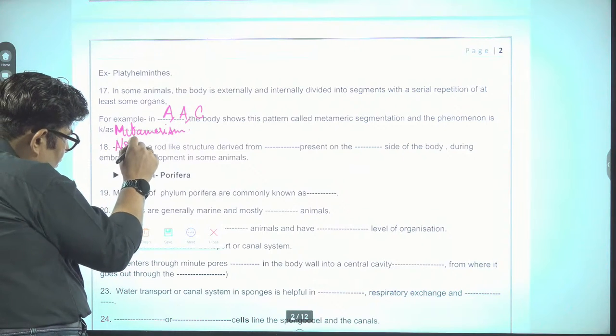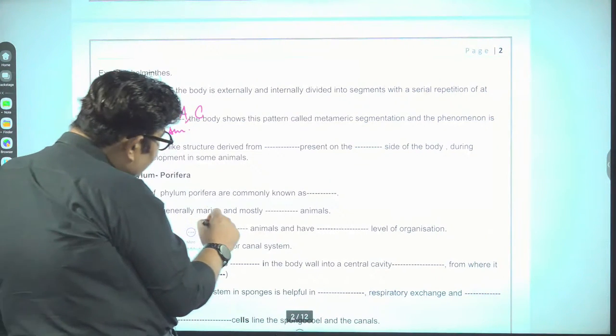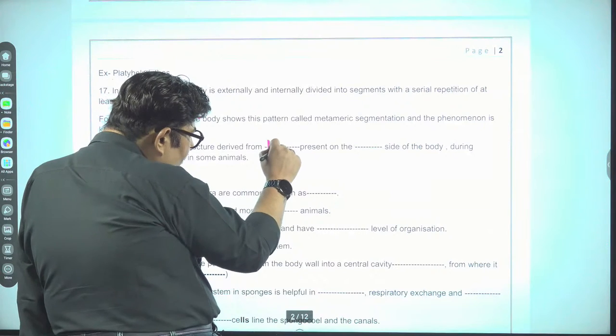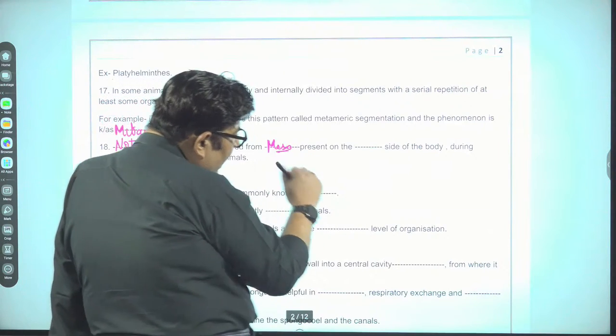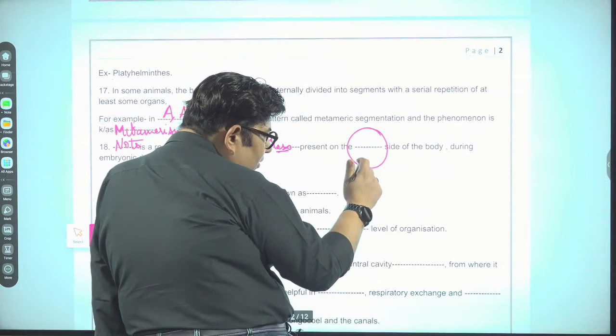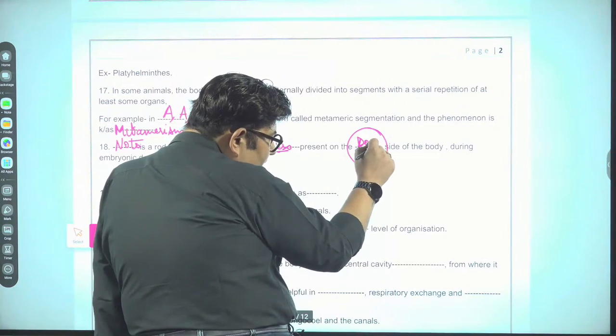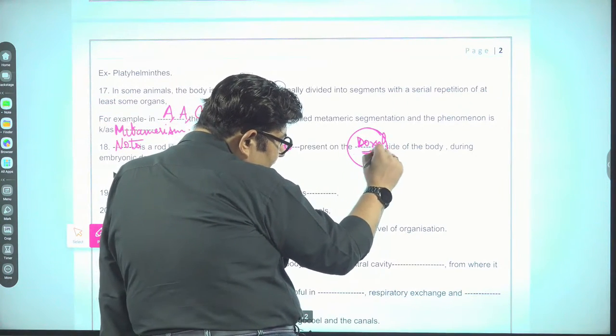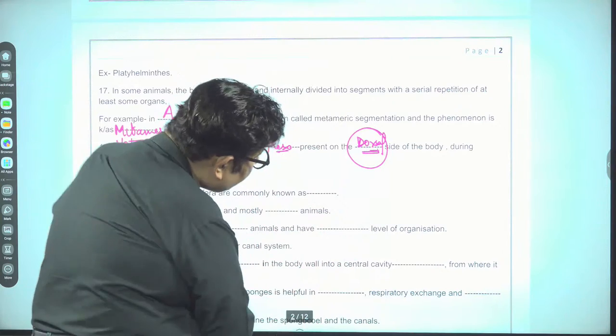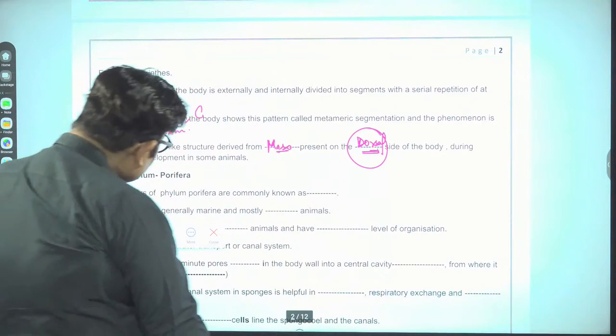Notochord is a rod-like structure derived from mesoderm, present on the dorsal side of the body. Dorsal or ventral? Dorsal. Check it. Dorsal side of the body.